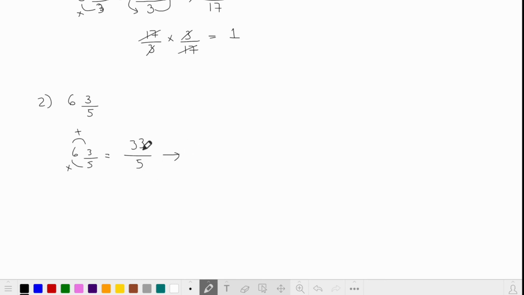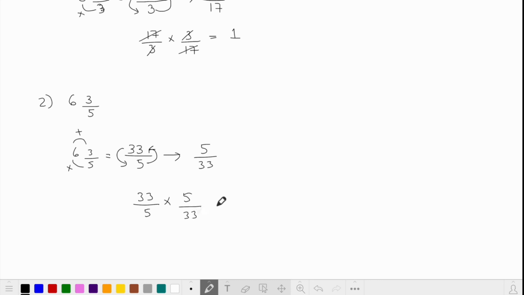Now we find the reciprocal because we already have the improper fraction 33/5. So flip it: 5/33. Reciprocal is flipping the denominator and the numerator. Let's check if that's the case. 33/5 times 5/33 is equal to, the 5s cancel out and the 33s cancel out. We got 1 here. So boom. It shows that 5/33 is the reciprocal of 6 3/5.